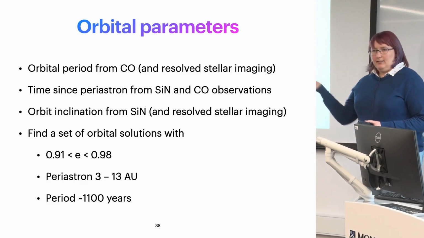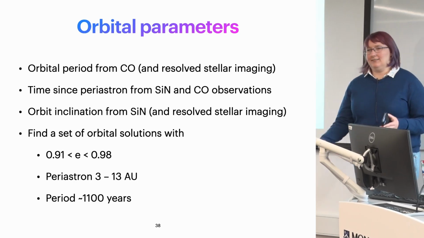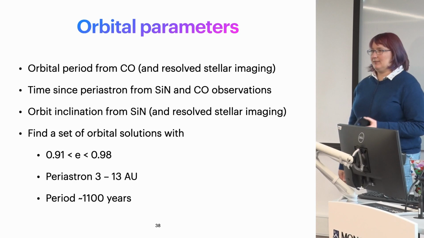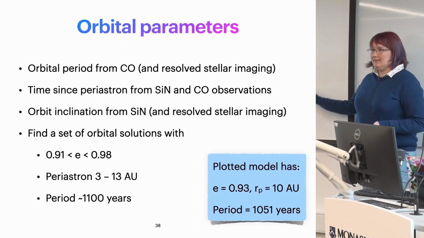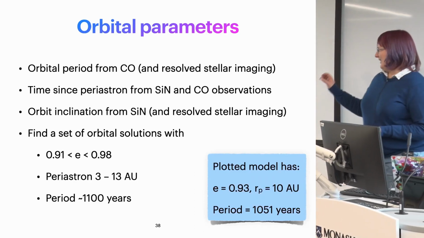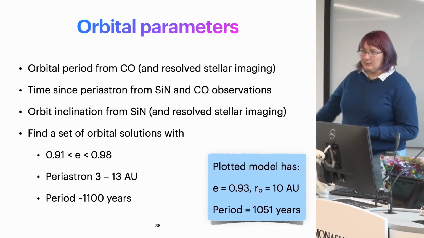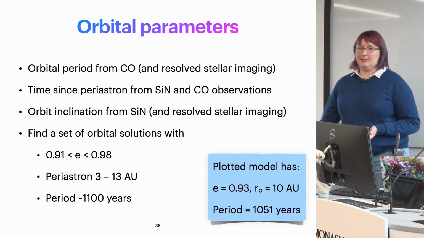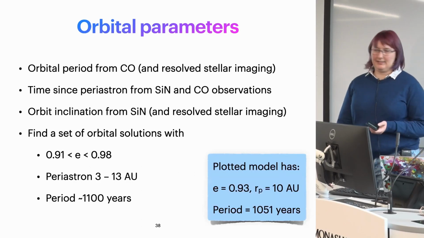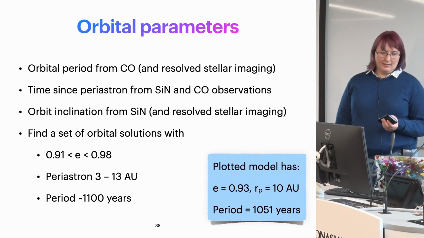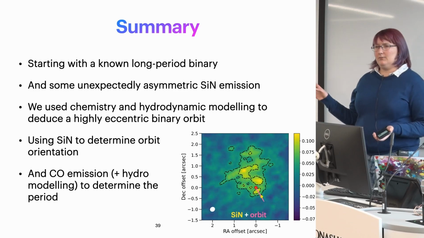The inclination of the orbit we determined from the SiN, and we find a set of solutions because the data is not high enough quality to be absolutely precise. And the model that I've plotted, generally speaking, has these parameters. But the key takeaway is the eccentricity is very high. The periastron is quite small. And the period is long, which we already knew because from the resolved photometric imaging, it has not really moved.